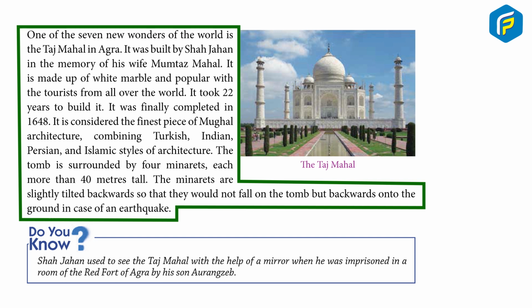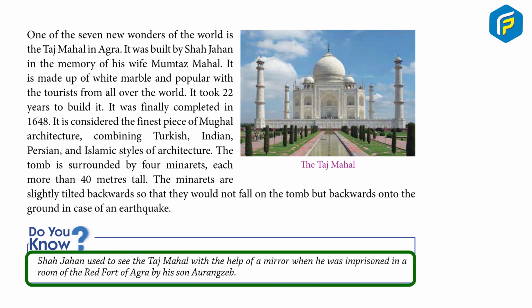The tomb is surrounded by 4 minarets, each more than 40 meters tall. The minarets are slightly tilted backwards so that they would not fall on the tomb but backwards onto the ground in case of an earthquake. Do you know? Shah Jahan used to see the Taj Mahal with the help of a mirror when he was imprisoned in a room of the Red Fort of Agra by his son Aurangzeb.